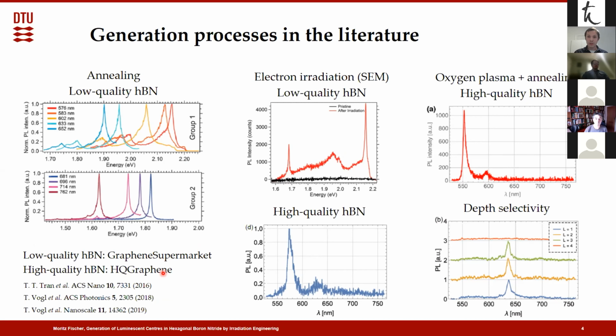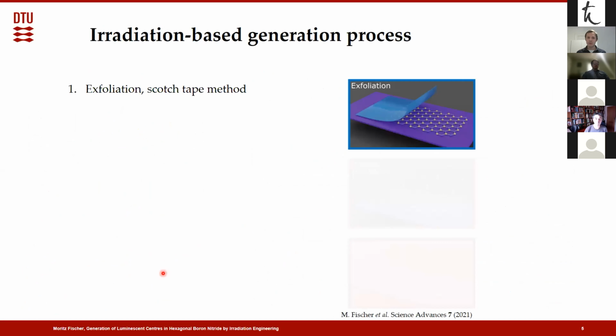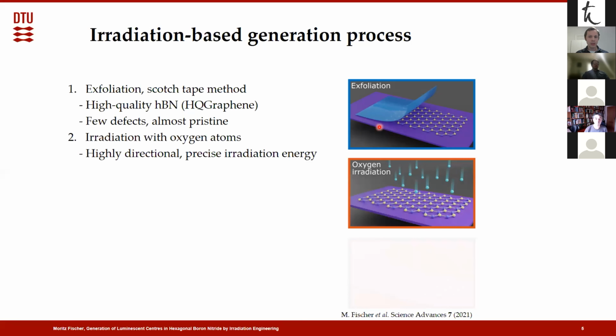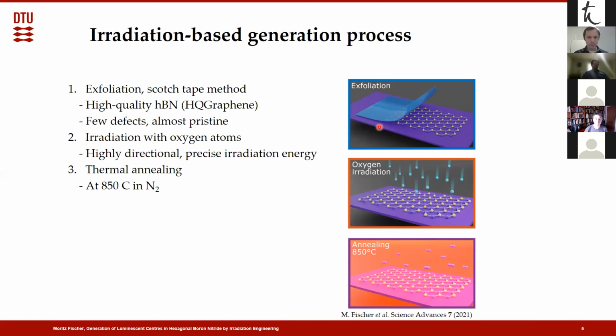And to address this controlled generation, we came up with a novel process, which starts with the exfoliation. For those of you who are not working with two-dimensional materials every day, you basically buy a bulk crystal, or you take a bulk crystal, and then you take a Scotch tape and you peel off and put it on your substrate as sketched here. And we use the high quality hBN, which only holds a few defects. I will talk about this later on in detail. And then the second step is the oxygen irradiation. So we irradiate with oxygen atoms, highly directional and with a narrow kinetic energy distribution. And then the third and final step is annealing at 850 degrees in nitrogen.